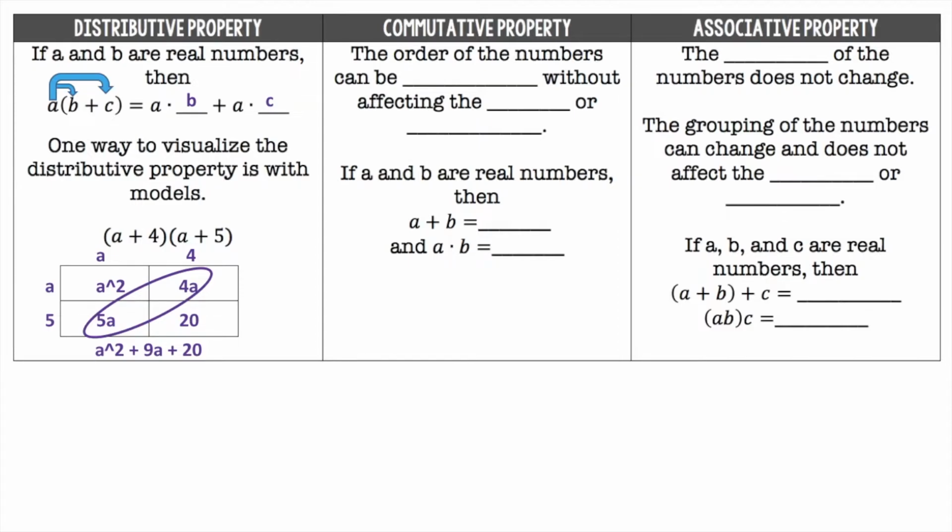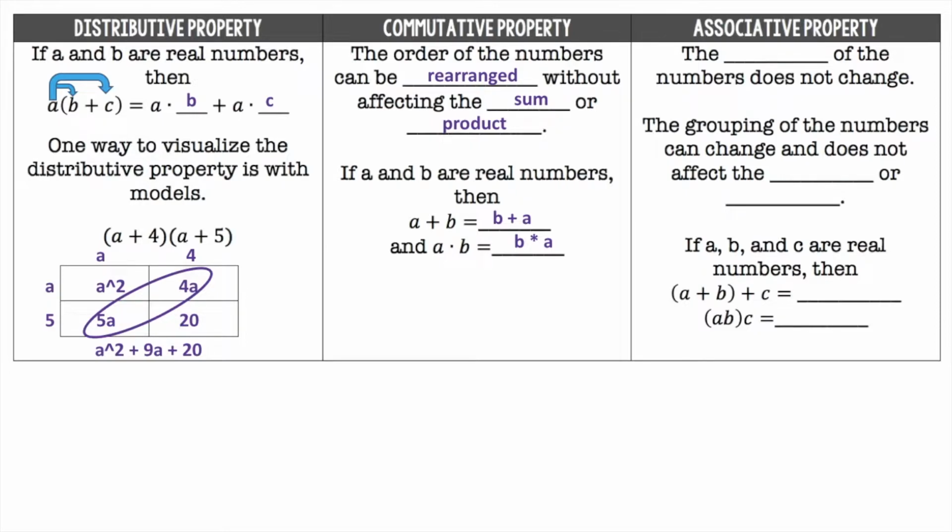Then we have commutative property. So the order of the numbers can be rearranged without affecting the sum or the product. So let's take a look at an example. So if A and B are real numbers, then A plus B can also be B plus A, and A times B can also be B times A. So you can flip-flop them and rearrange them as long as they're adding or multiplying. It does not affect the answer for the sum or the product.